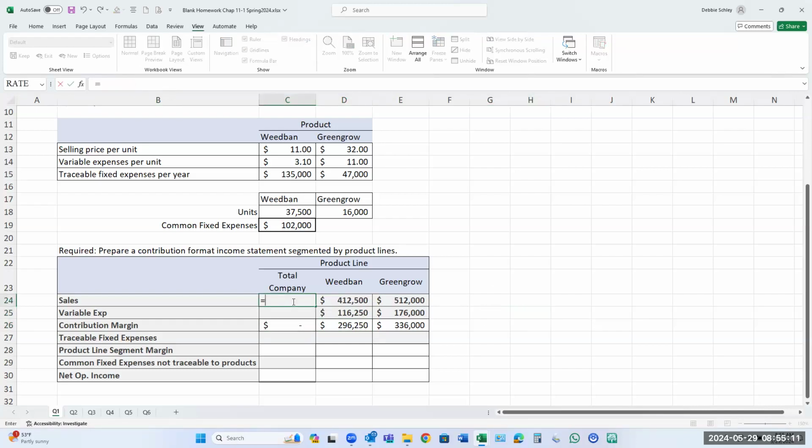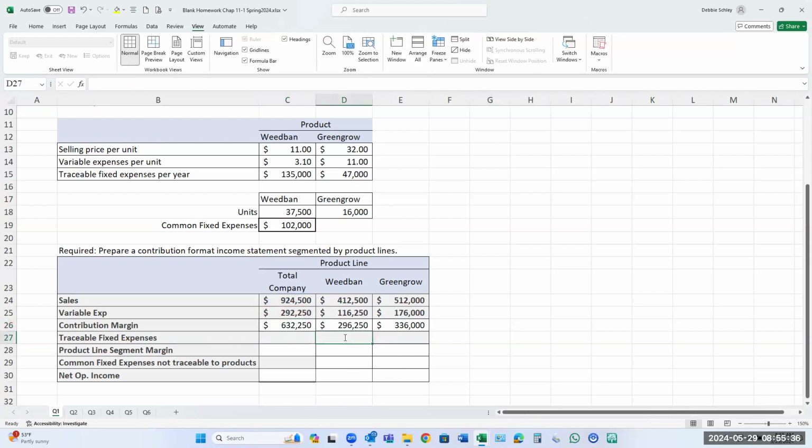In this column, for the total company, it will be the Weed Ban sales plus the Green Grow sales. And same with the variable. It will be those two added together. I could add these together, but I like to move up and down whenever I can in the column. And so that's why I kept the sales minus the variable equals that.